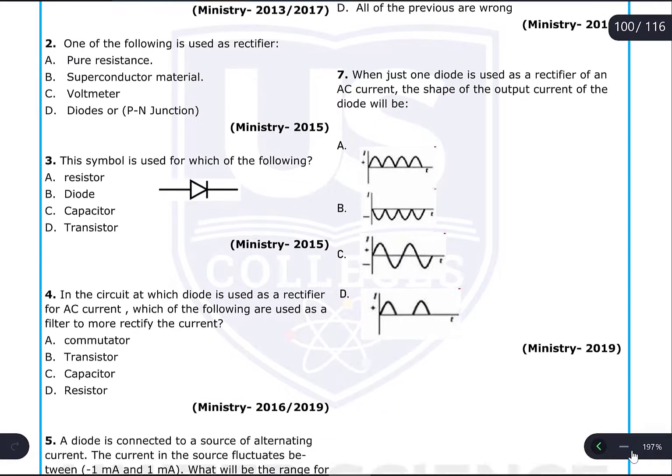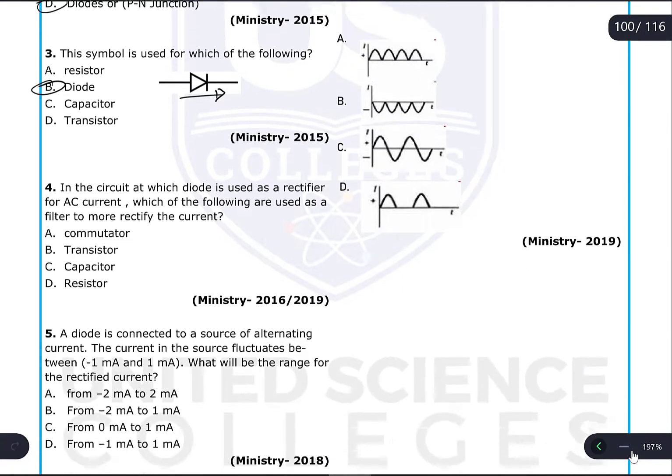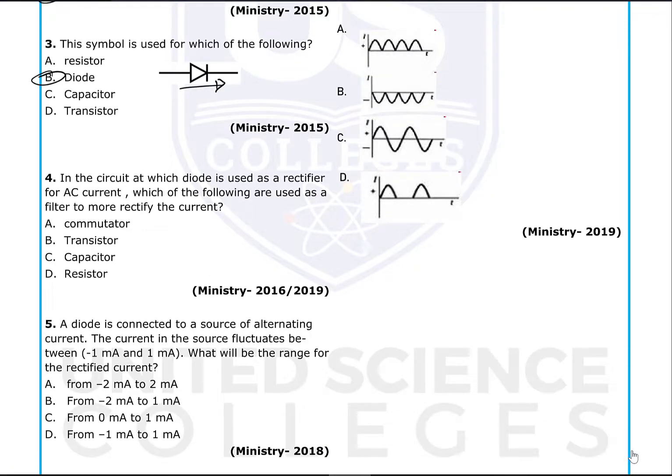Question number 2. One of the following is used as a rectifier. Rectifier is another name of the diodes, in fact. Resistor, no. Superconductor, no. Voltmeter, no. Diodes, or p-n junction diodes. This symbol is used for which of the following? So it is for diode. Of course, this is the symbol of the diode, and the direction of the arrow shows direction of the electric current, which is called forward biased.